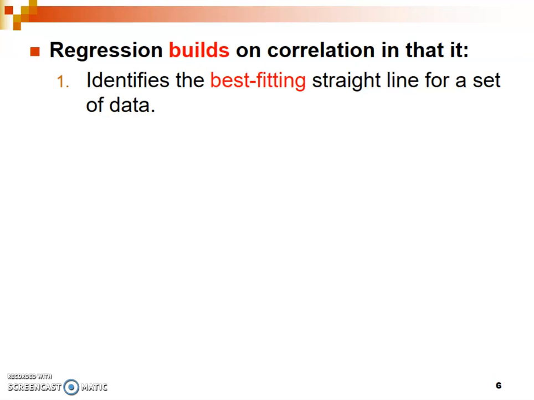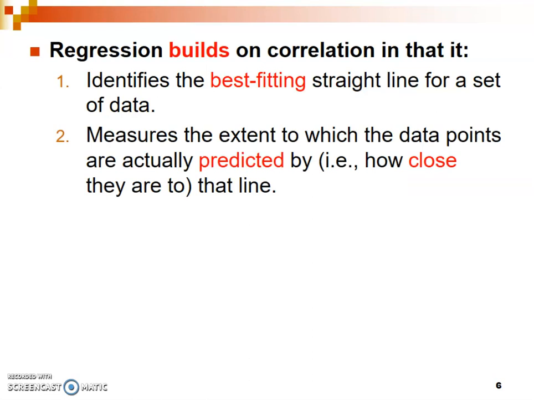If you think back to the last chapter when we were dealing with correlations, we had a bunch of graphs. In those graphs, we had data points, the little dots, and then we also had a straight line in most of those graphs. That straight line is the regression line, or the best fitting straight line.